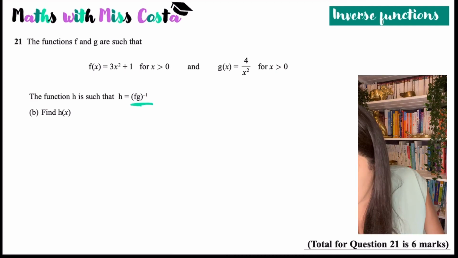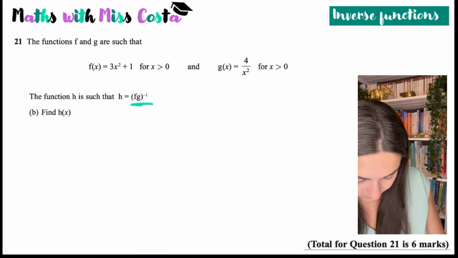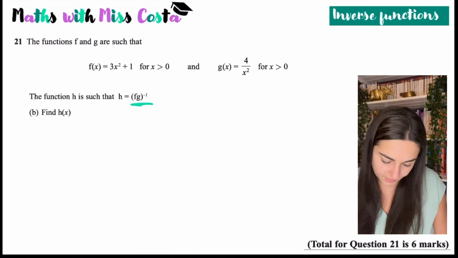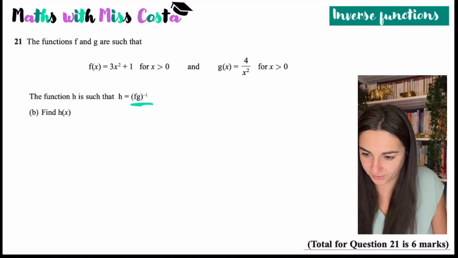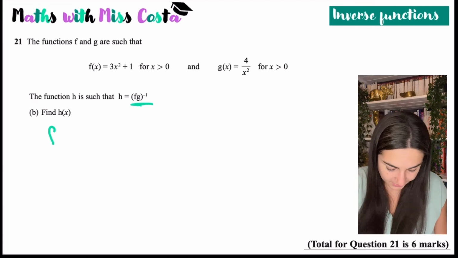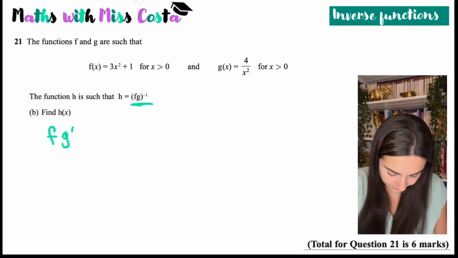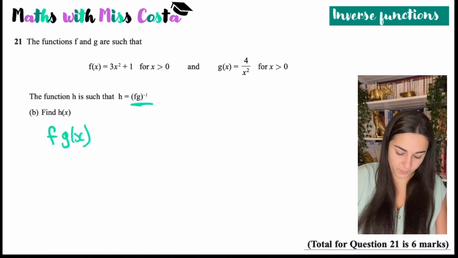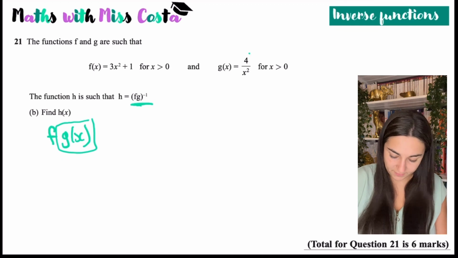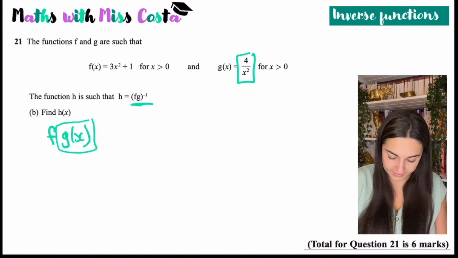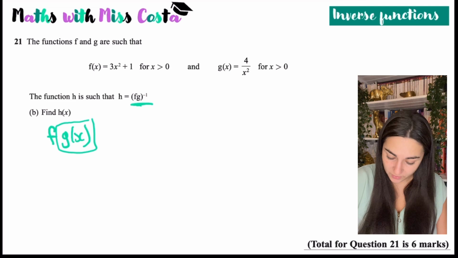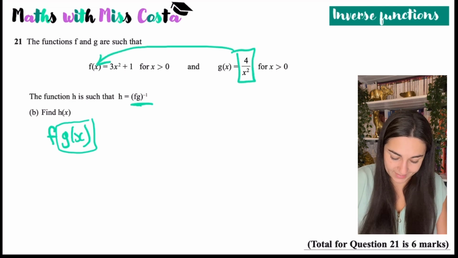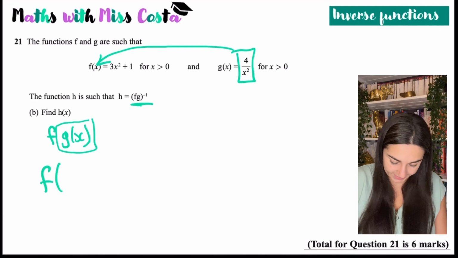Okay, so f of g of x. So what you're doing, again, start from the outside in. So g of x, we know, is 4 over x squared. So we're going to substitute this into f of x. So basically saying f of 4 over x squared.